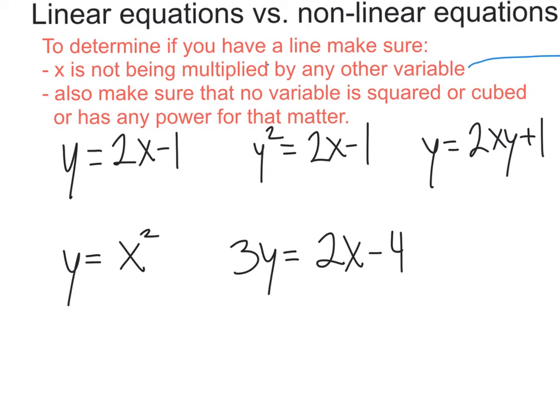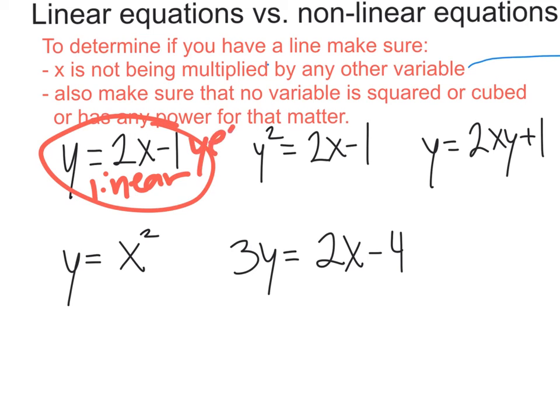Does it have a variable squared or to the third power? Does it say y squared? No. Does it say x squared? No. Right? So it's clear this is a line. So this one is linear. Okay? This one is linear. Or you could put yes, it's a line. Right? Now how about the next one?